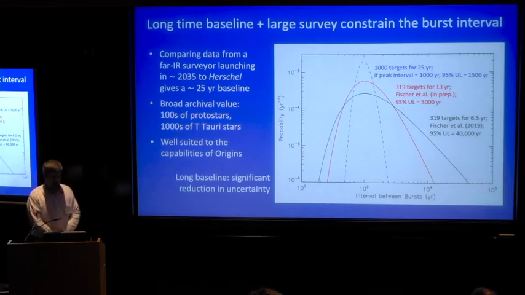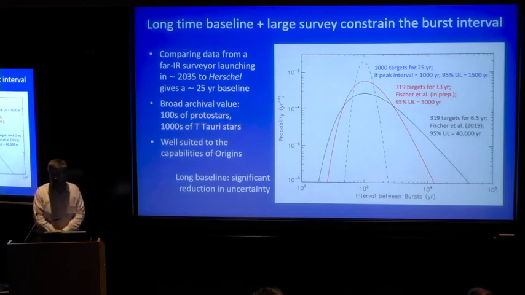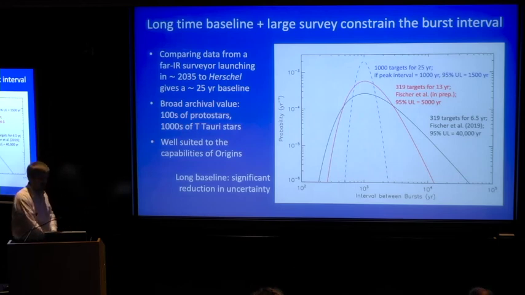And I wanted to point out, I'm talking about photometry of hundreds of protostars here, but these fields also contain more evolved T Tauri stars. There are, roughly speaking, about 10 T Tauri stars for every protostar, so this would be a great archival data set for people that want to study the time evolution of more evolved young stars as well.